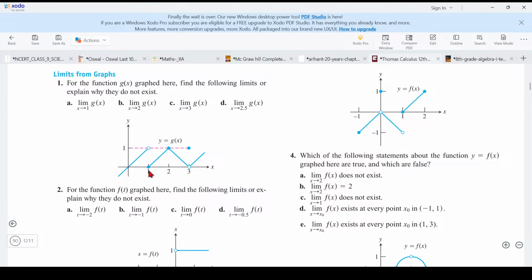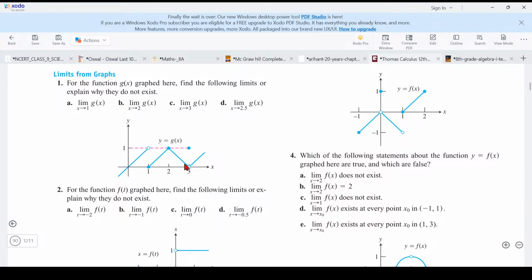In this case, if you are approaching 1 from left, where are you approaching? At 1? Don't confuse. This value of y is 0, no? If you are approaching from the right, you are approaching this value, right? This value is 0, and here this value is 1. We are talking about y. We are approaching 1 in y and 0 in y. Both are not same, so the limit does not exist.